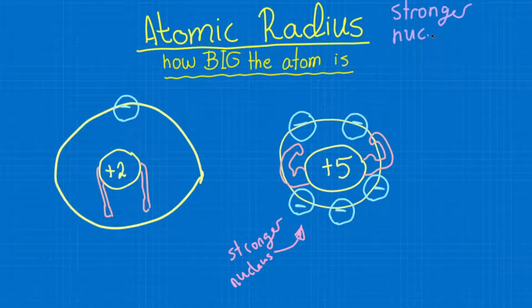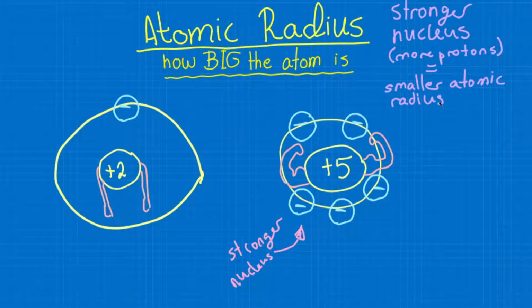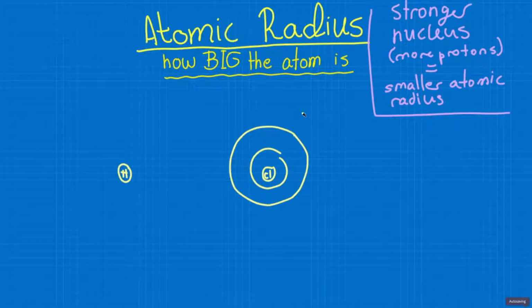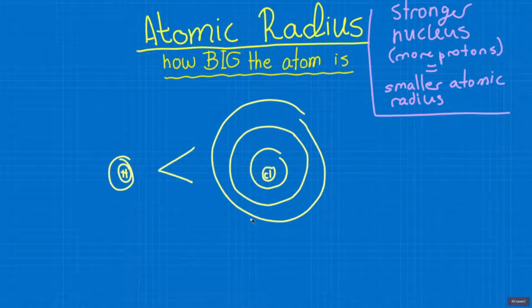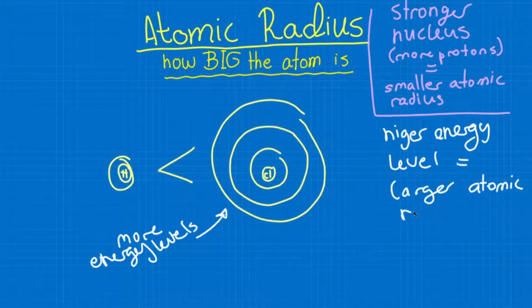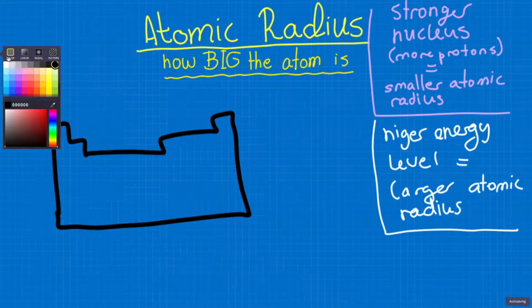So let's write that down. Stronger nucleus, which means more protons, equals a smaller atomic radius. It is also well known that chlorine has more energy levels than hydrogen. That means that the valence electrons of chlorine are further away from its nucleus than the electrons of hydrogen. And so we can conclude that a higher energy level equals a larger atomic radius.